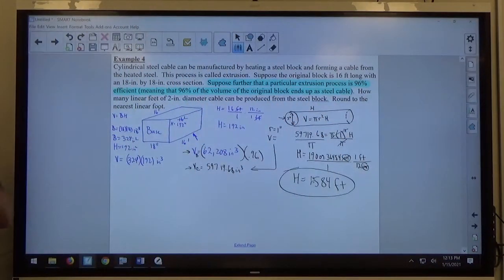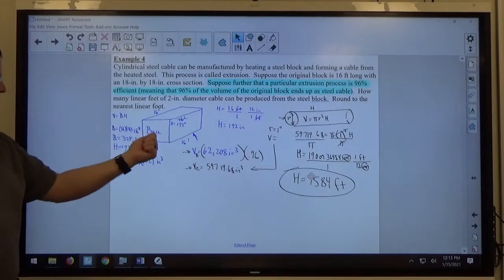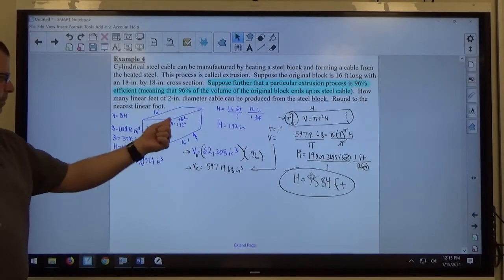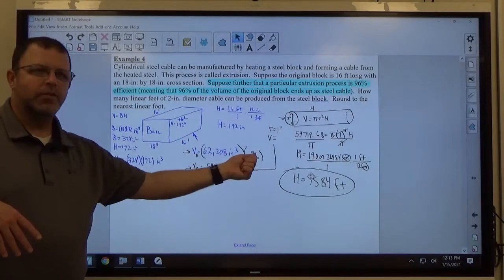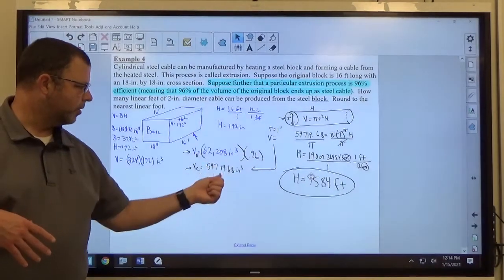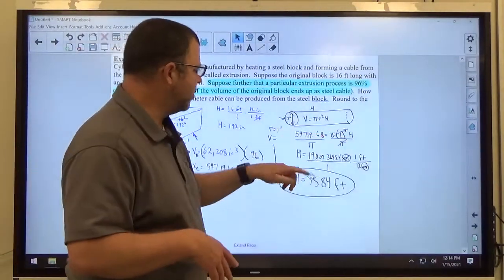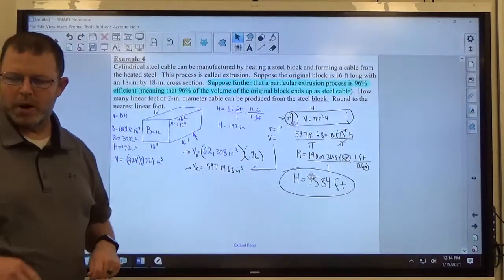So it kind of mixes what we did in a previous lesson where we worked with prisms, and then with cylinders. So find the volume of the prism, figure out how much volume is left after the efficiency is dealt with, and then set that volume equal to the cylinder's volume formula to get h, and then convert to the proper unit at that point.